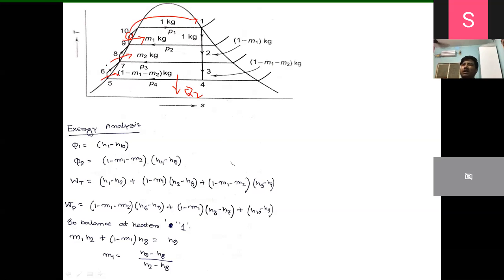If regeneration was not provided, then the heating would have to be done from 6 to 1. So you can see how much heat we have saved. This much heat is not required because we have used regeneration. Okay, so this will affect our efficiency.